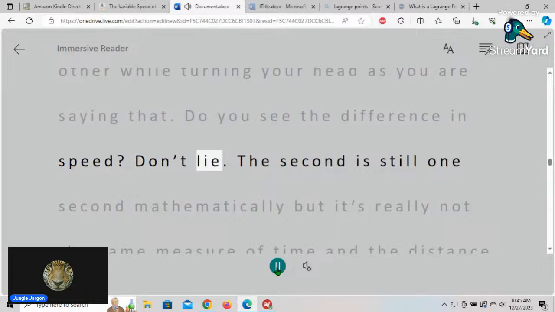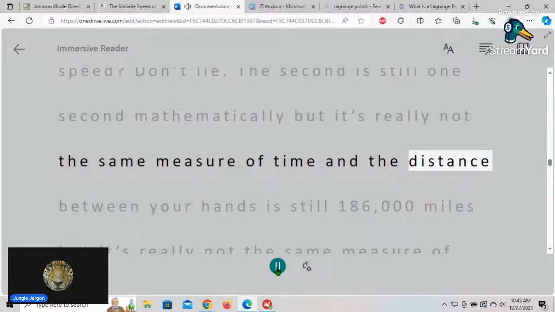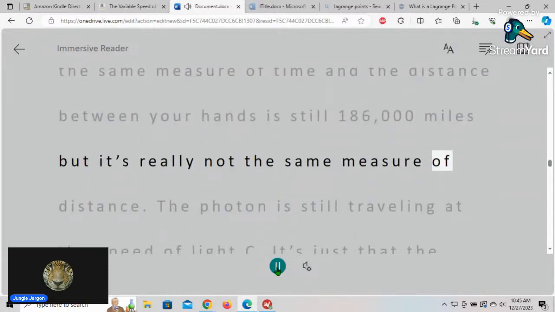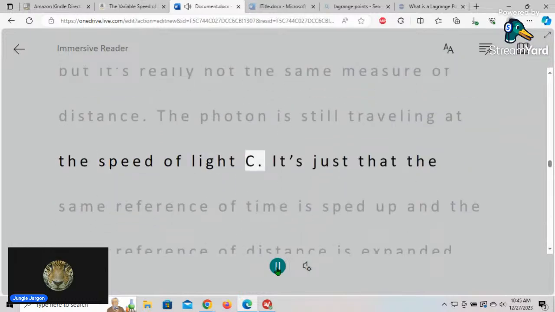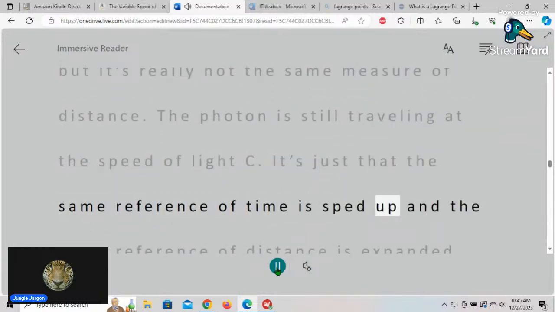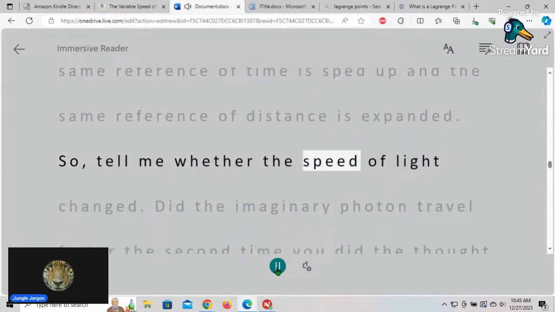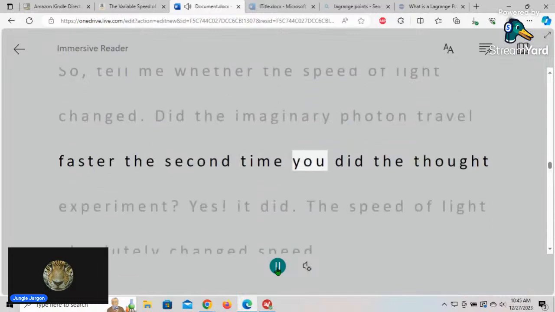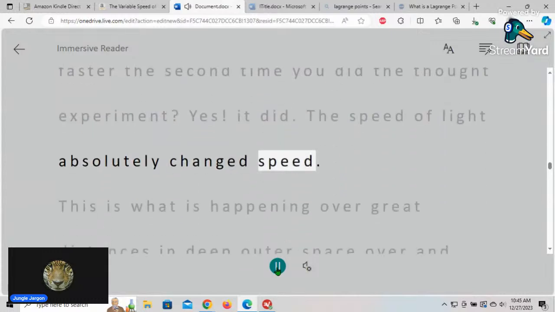Don't lie. The second is still 1 second mathematically, but it's really not the same measure of time, and the distance between your hands is still 186,000 miles, but it's really not the same measure of distance. The photon is still traveling at the speed of light c. It's just that the same reference of time is sped up and the same reference of distance is expanded. So, tell me whether the speed of light changed. Did the imaginary photon travel faster the second time you did the thought experiment? Yes. It did. The speed of light absolutely changed speed.